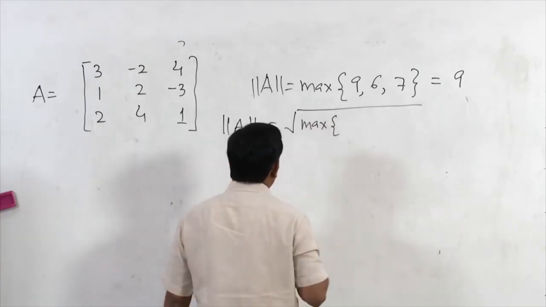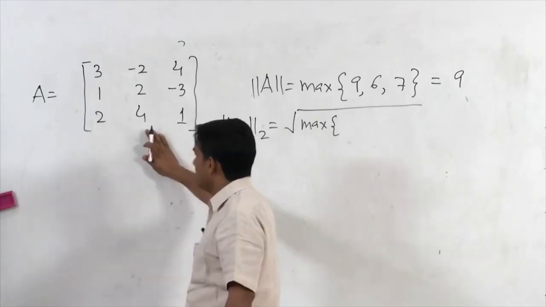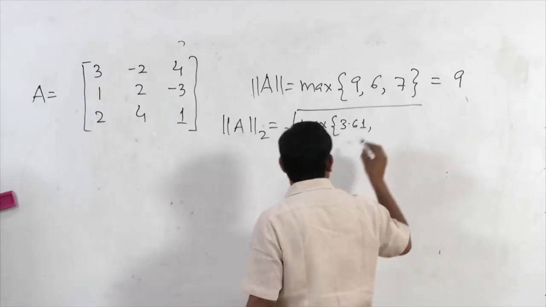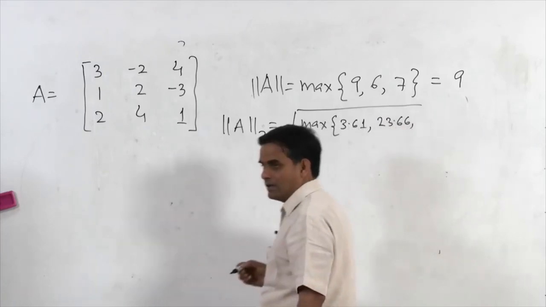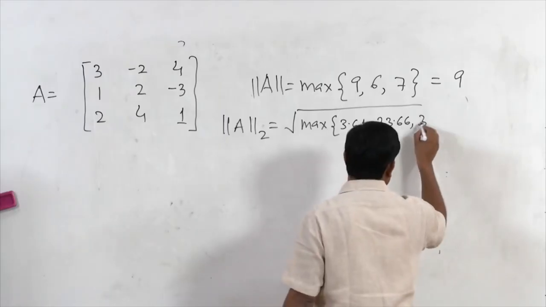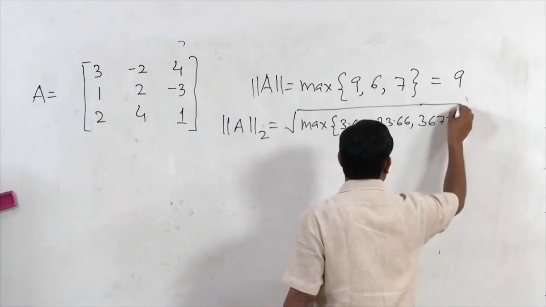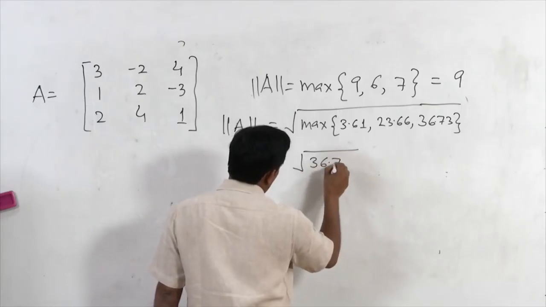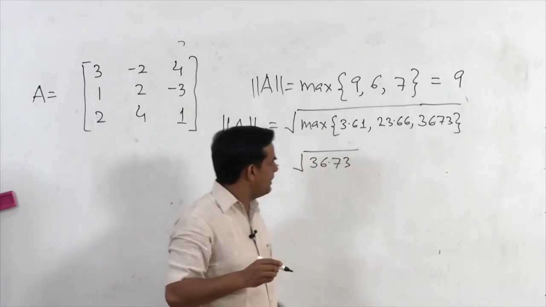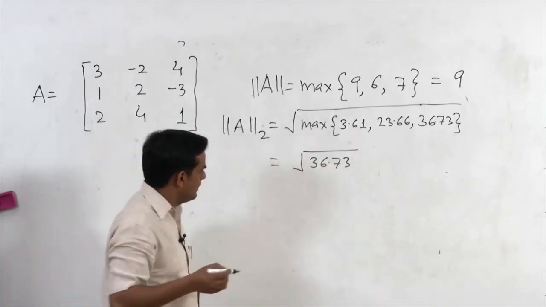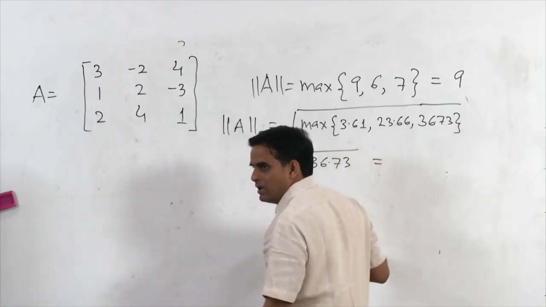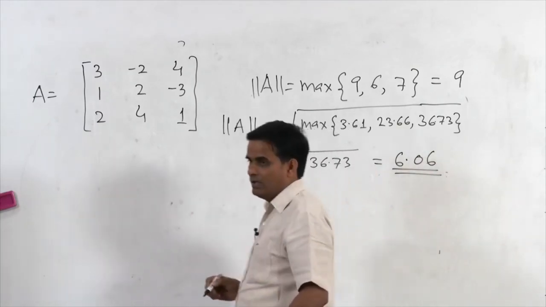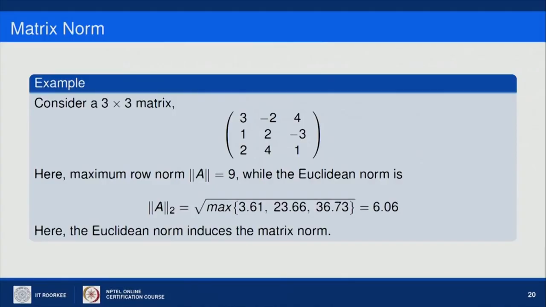On the other hand, the Euclidean norm for this particular matrix will be the square root of the maximum of the eigenvalues of A transpose A. So, A transpose A has the eigenvalues 3.61, 23.66 and 36.73. So, it means the square root of 36.73, which is the maximum among these three eigenvalues of A transpose A, and this comes out as 6.06. So, here you can see the Euclidean norm induces the matrix norm.